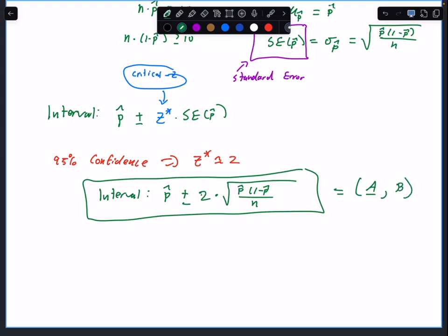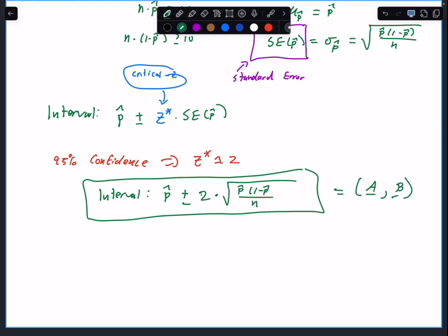Yesterday when we did this, my A was 0.0066, comma 0.0214. So I called this the lower boundary and this the upper boundary yesterday. I'm just going to refer to them today as A and B. These are the two numbers I get. This A I get when I subtract 2 standard errors.